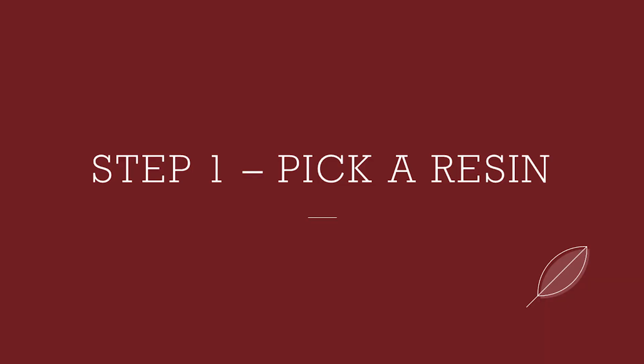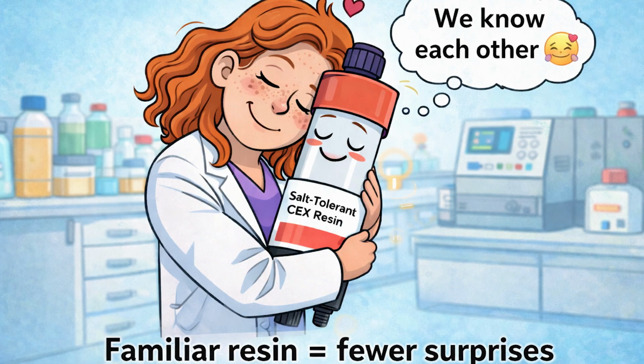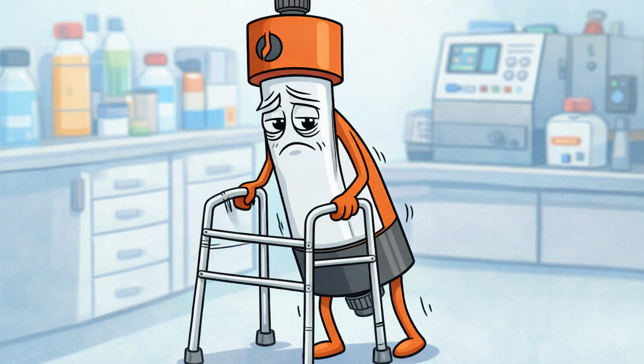Step 1. Pick the resin. Remove variables, don't add them. Your first resin doesn't need to be inspired, it needs to be familiar. If your group loves Tosoh's salt-tolerant CEX resin, use it. If everyone's comfortable with Capto Q, use that. If all you have is a relic of CM Sepharose from 2017, maybe don't start there.